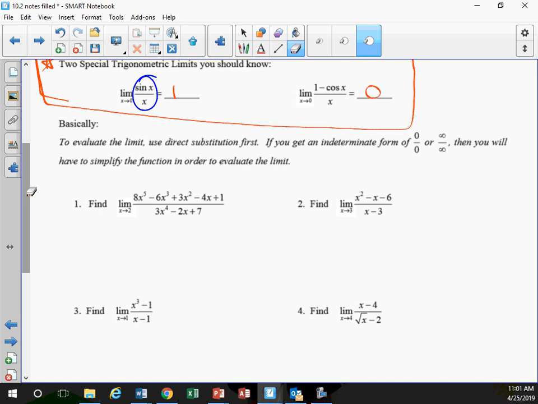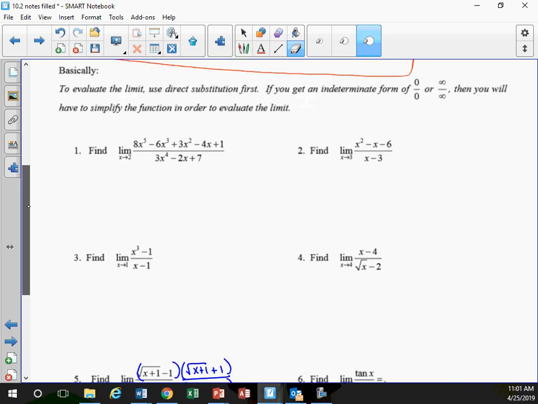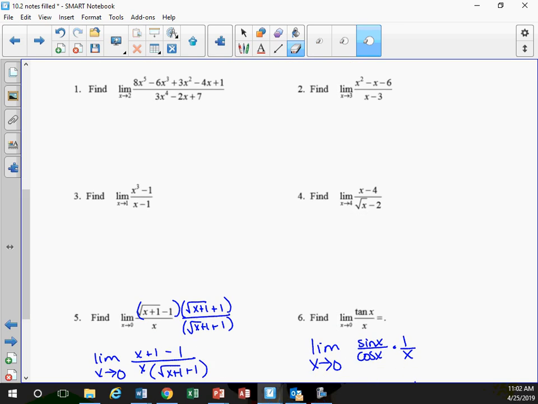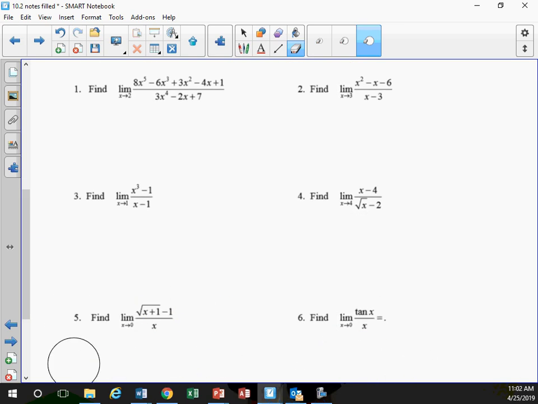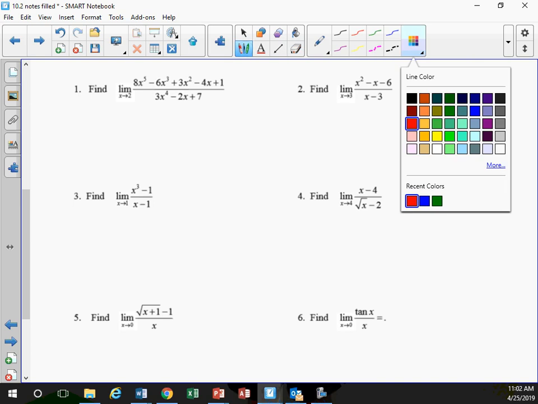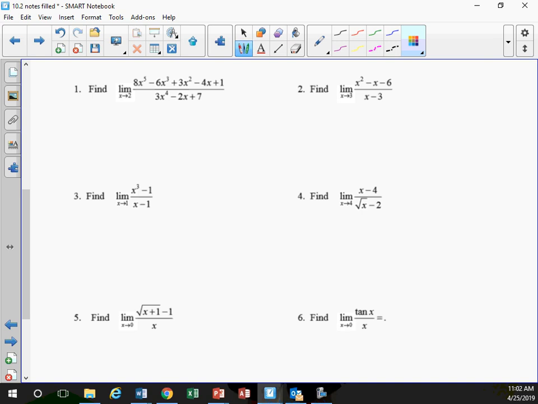All right, guys, so we're just going to practice evaluating some of these limits with the different strategies on this first page here. So the first one there, limit as x approaches 2, and then you have that big fraction. What do you think? Can I just plug the 2 in? Yes. Do it without a calculator. I am not kidding. Do it.